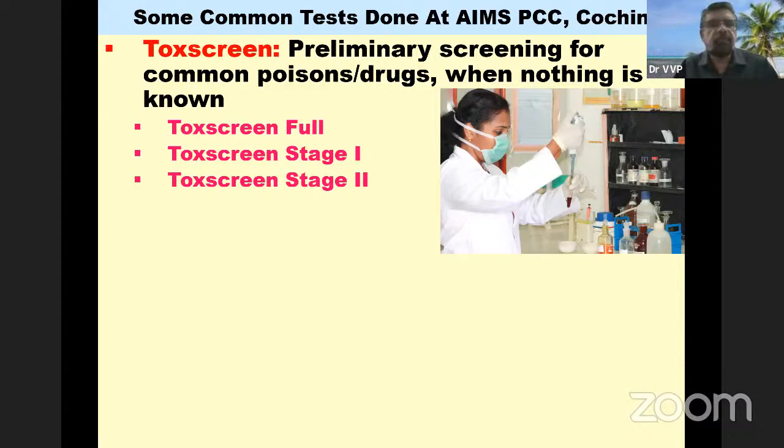And therefore, tox screen is meant for those cases where the doctor has no idea really as to which poison is involved, or even if he has, he is not very sure. And there are some cases where poisoning is not even suspected, but it is there in the differential diagnosis. So for all these purposes, we have this so-called tox screen panel.